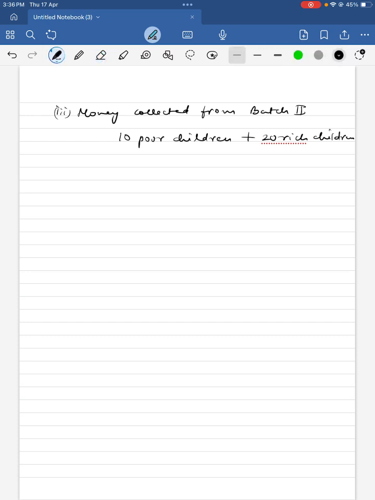So we could find the money collected as equal to 10 times 200, or 10 times x. Okay, 10x, because we have assumed that the money collected from one poor child is x and the money collected from one rich child is y. So we just have to find the value of 10x plus 20y, which is 10 times 200 plus 20 times 1000, which will give you 2000 plus 20,000, which is equal to rupees 22,000.